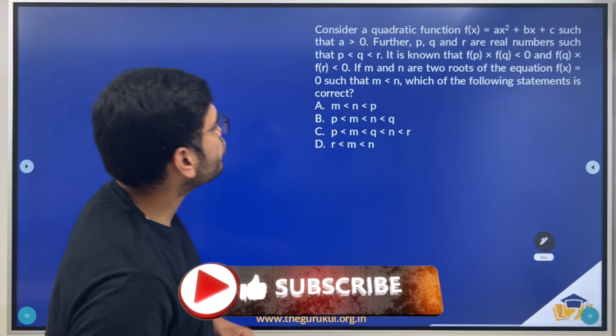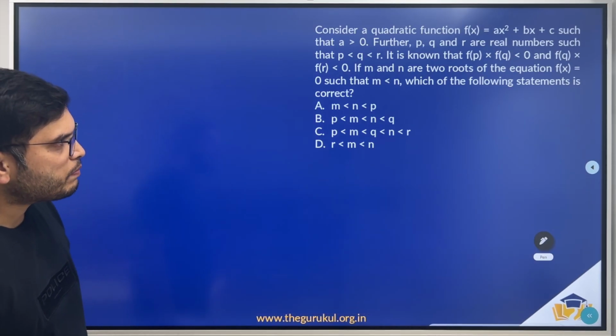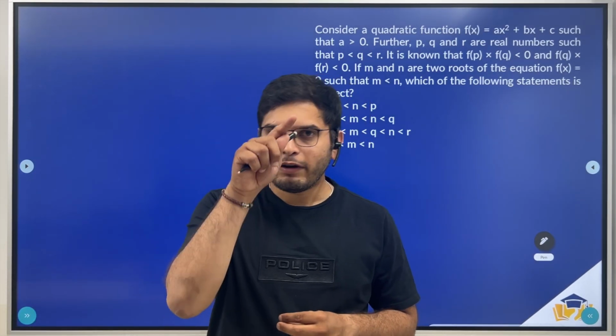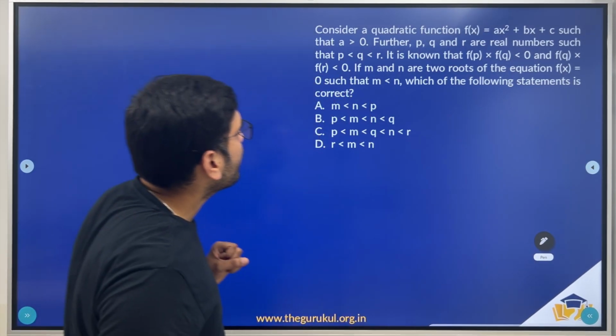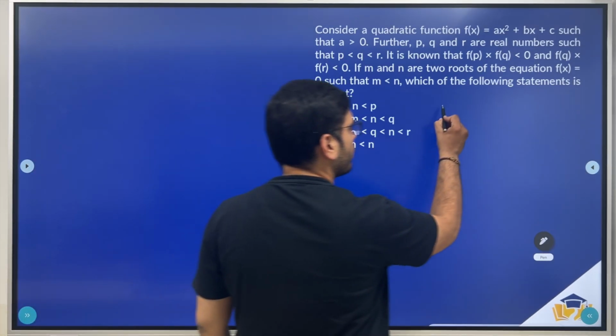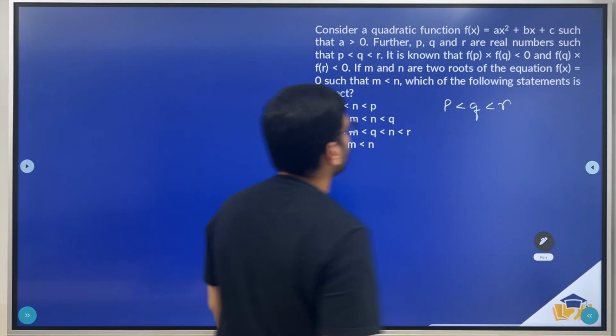Now coming to the second question, consider a quadratic function f of x is equal to ax square plus bx plus c such that a greater than 0. So if a is greater than 0, I can say that it would be an upward facing parabola. Further, p, q and r are real numbers such that p less than q less than r.